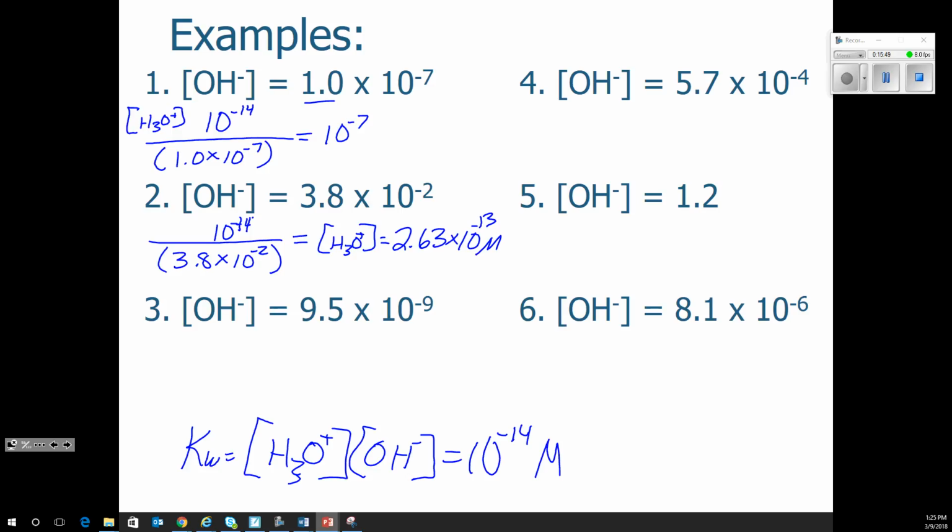Okay, let's have Tasha, go ahead and put up number 3. Megan, go ahead and put up number 4. Callie, go ahead and put up number 5. And Juliana, go ahead and put up number 6.